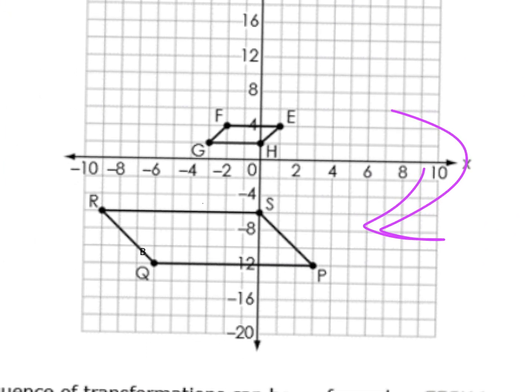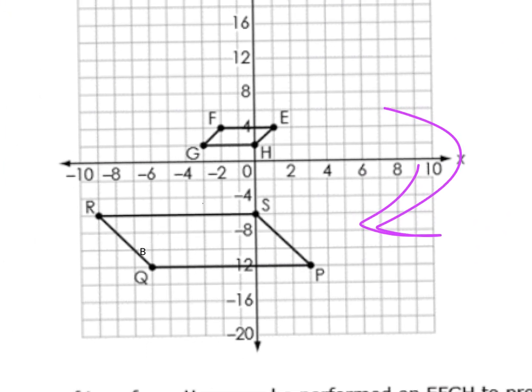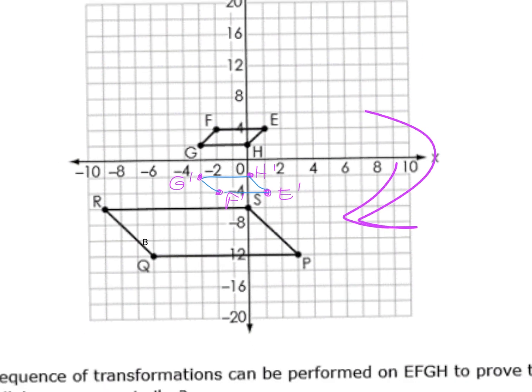So if I go ahead and reflect this over the x-axis, so I'm going to put H prime would be here, E prime would be here, F prime would be here, and then G prime would be here. Okay, so here is my reflected figure. Now I want to see if each ordered pair would be 3 times bigger. So I would want to do that math.